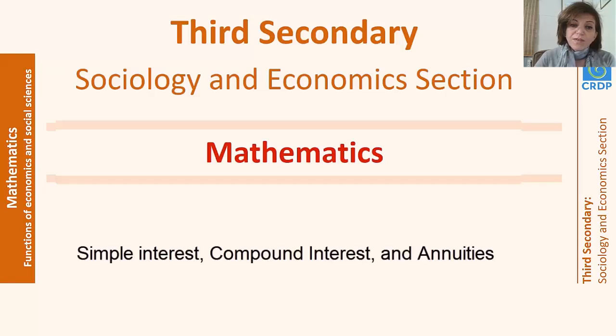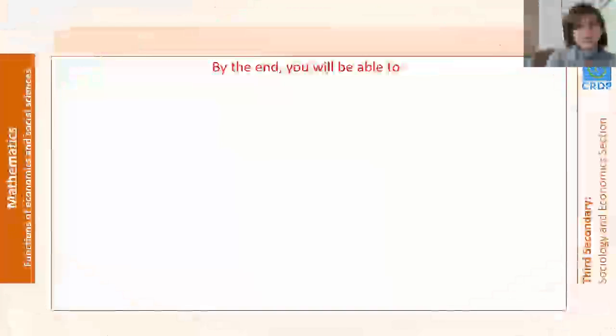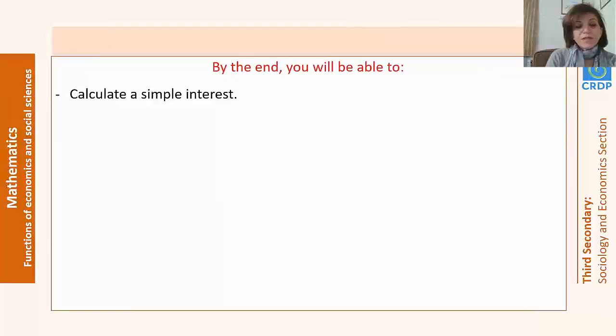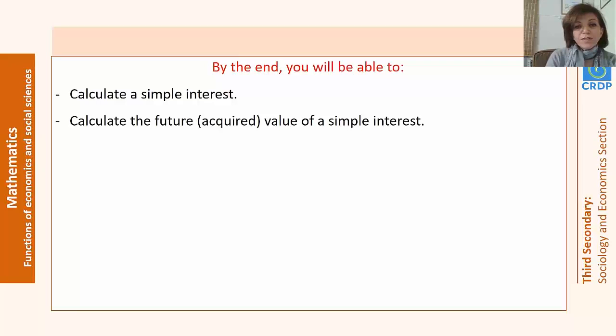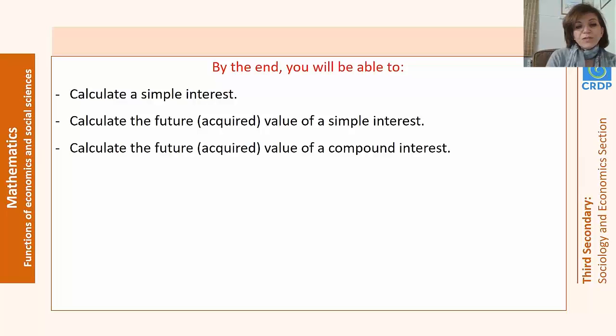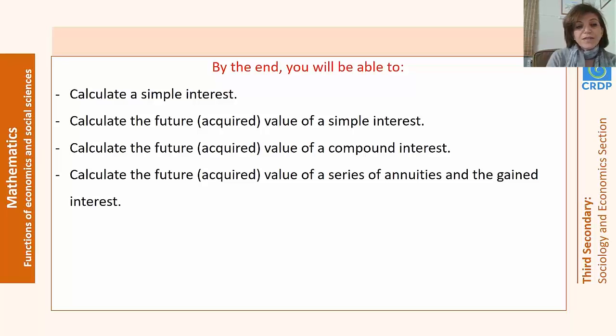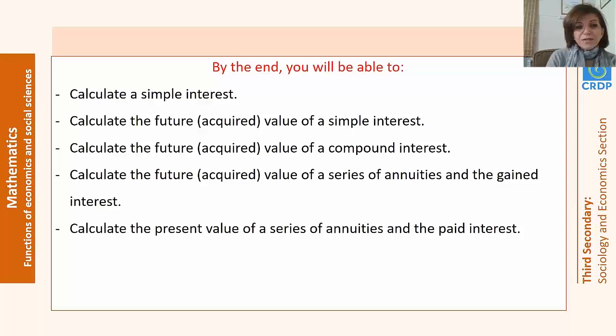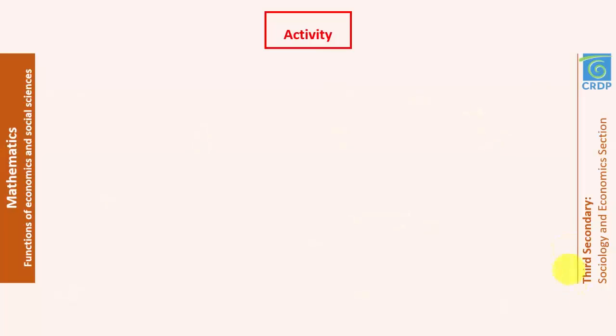Today we're going to discuss three topics: simple interest, compound interest, and annuities. By the end of this chapter, you'll be able to calculate a simple interest, calculate the future value of a simple interest, which is also called the acquired value, calculate the future value of a compound interest, the future value of a series of annuities and the gained interest, calculate the present value of a series of annuities and the paid interest. Start our chapter with an activity.